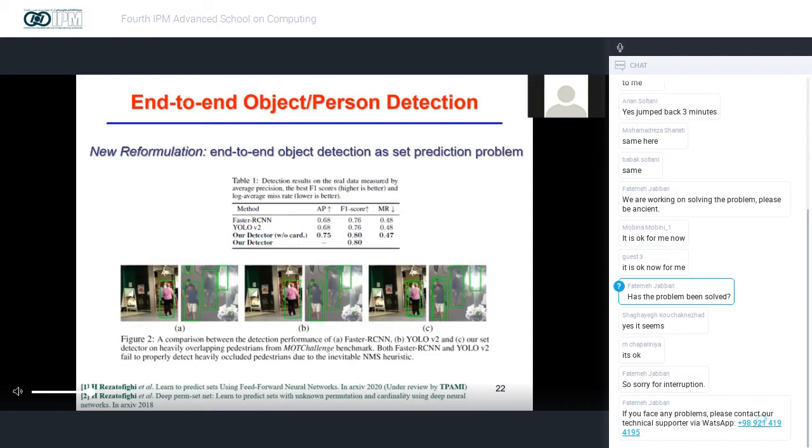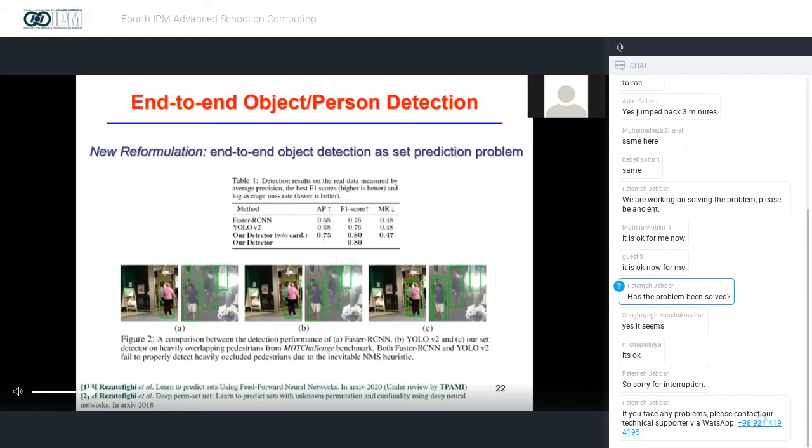Actually, we have a YOLO v3, and we have our detector, which has the same backbone, just a different formulation to predict sets. And we could outperform them, though not in the case of an isolated target. If there is an isolated person, every method can detect it well.